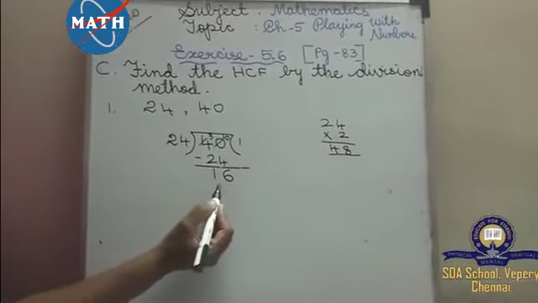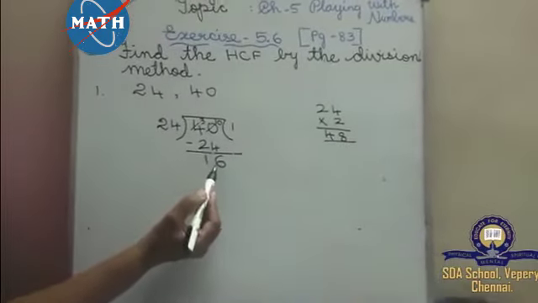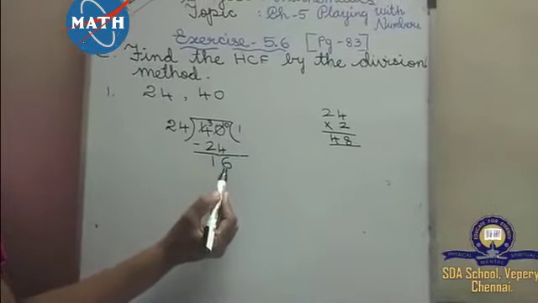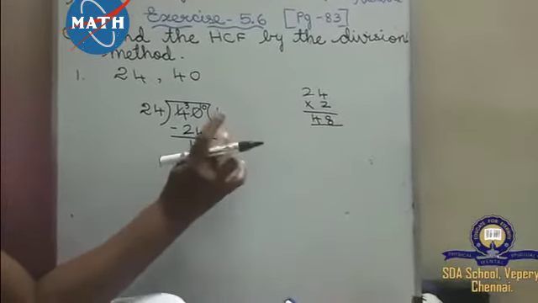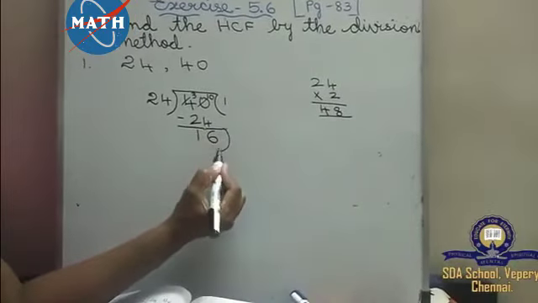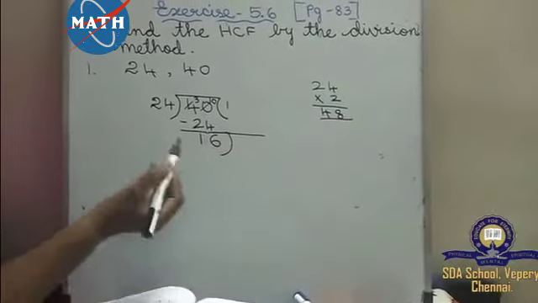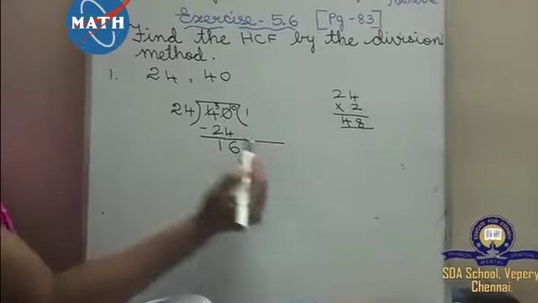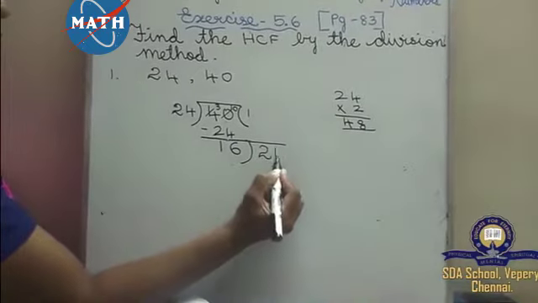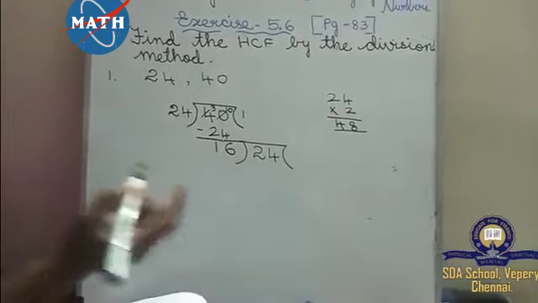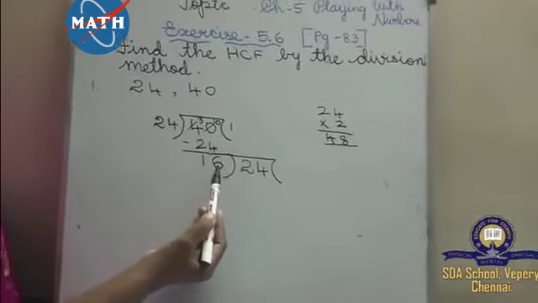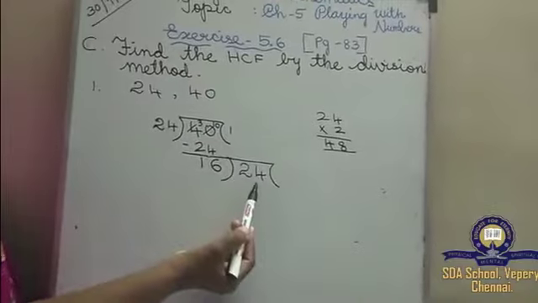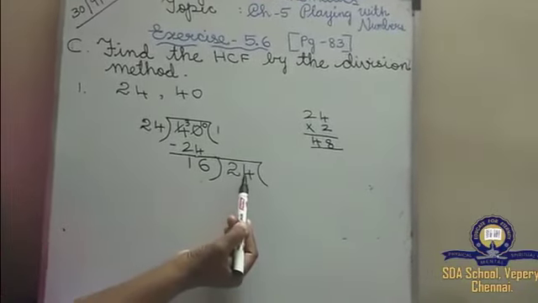So when it comes 16, what you have to do? You have to make this remainder the divisor. And what you have to do? You have to put it like this. So when you put the remainder as the divisor, you have to bring this 24 as the dividend. Listen carefully, children. See, this remainder is the divisor and this divisor became the dividend.